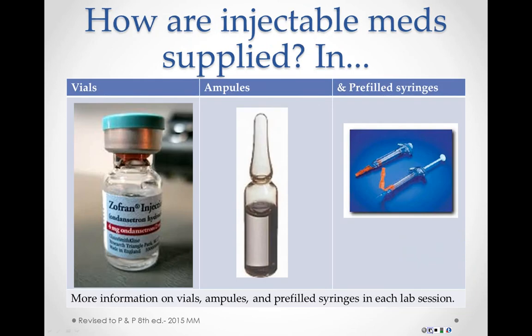Injectable medications are supplied in vials, ampules, and pre-filled syringes. One critical element that relates to injectable medications is that the solution must be suitable for the desired route. This information is noted in writing on the medication label. You will see for IM use, for IV use, for subcutaneous use. Instruction on each of these, the vial, ampule, and pre-filled syringe, will take place in each session.